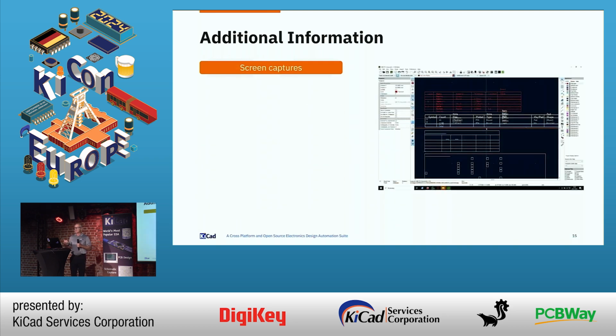So there's lots of other additional information. In this case, here's an example where a table was imported from a third-party EDA tool, and obviously, clearly the alignment was wrong. Screen captures are worth 1,000 words, right? If it's something obvious like that, take a screenshot, paste it into your bug report. It's good information.